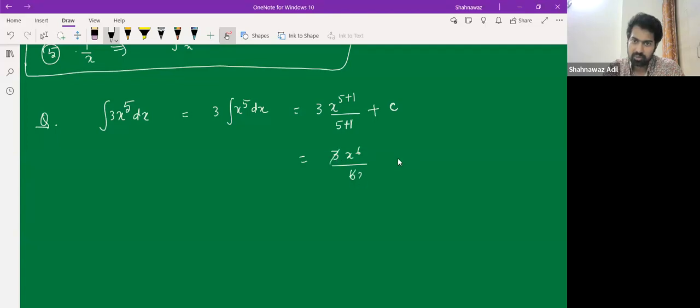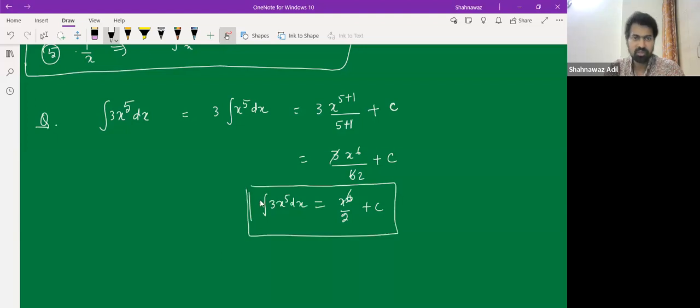So this would be simply 3x^6 by 6, which is x^6 by 2 plus c. This is the integration of 3x^5 dx. Understood, guys? Yes, sir.